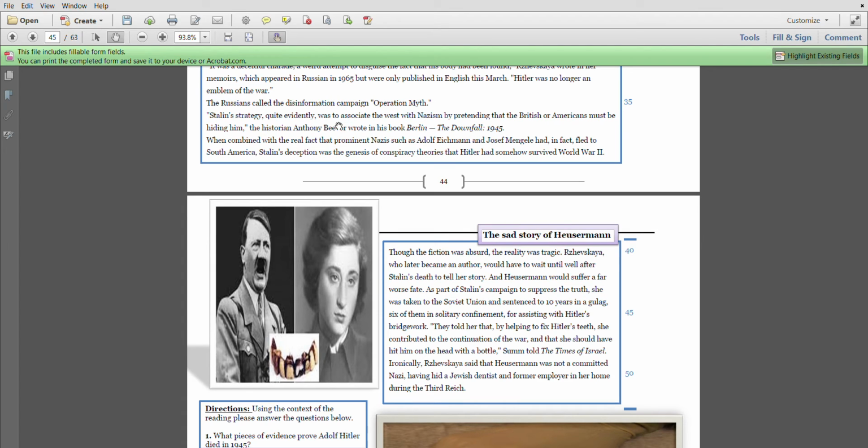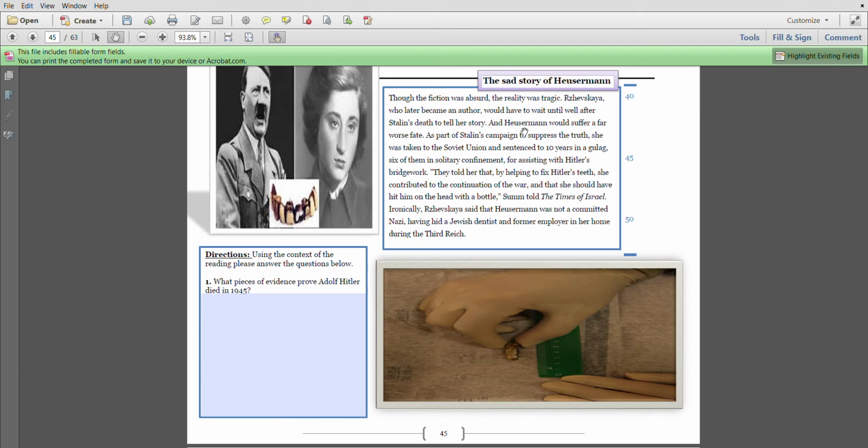"Stalin's strategy, quite evidently, was to associate the West with Nazism by pretending that the British or Americans must be hiding him," the historian Antony Beevor wrote in his book Berlin: The Downfall, 1945. When combined with the real fact that prominent Nazis such as Adolf Eichmann and Josef Mengele had in fact fled to South America, Stalin's deception was the genesis of conspiracy theories that Hitler had somehow survived World War II. The sad story of Heusermann.